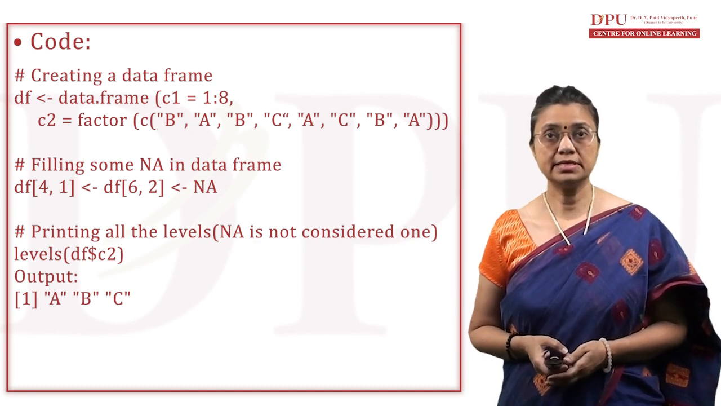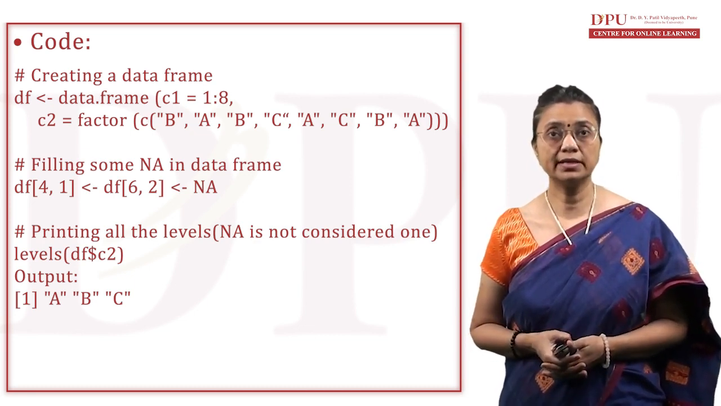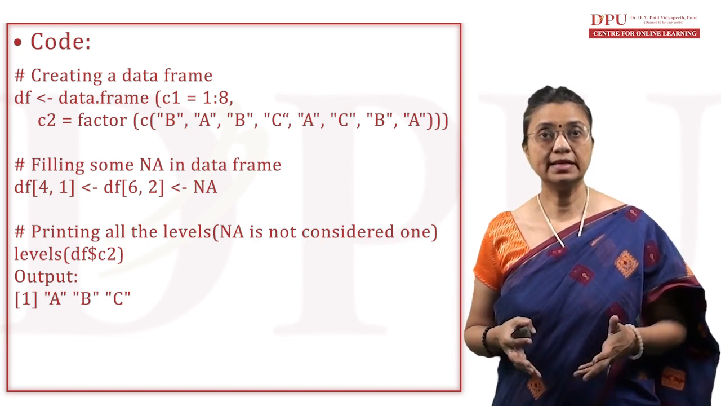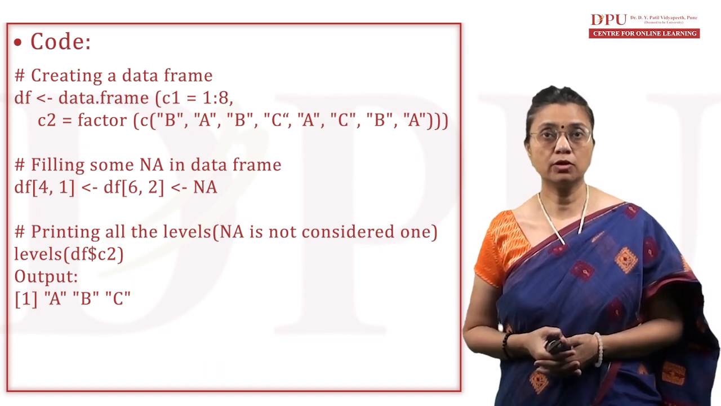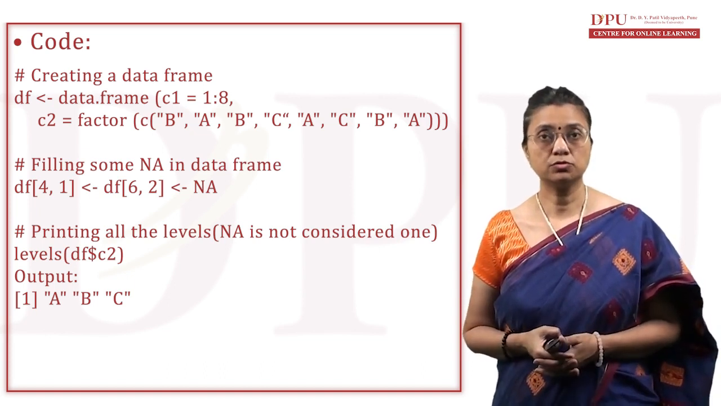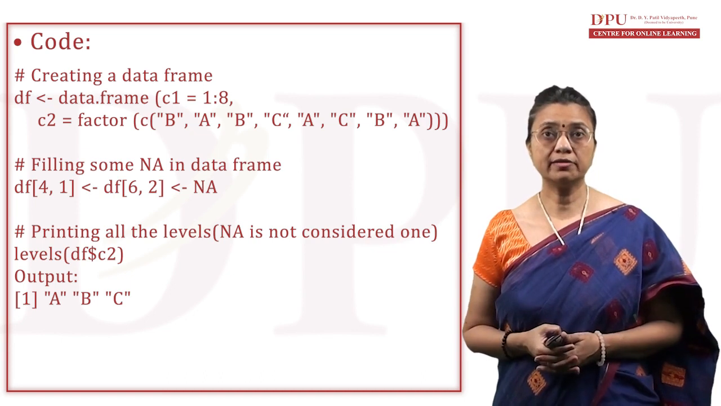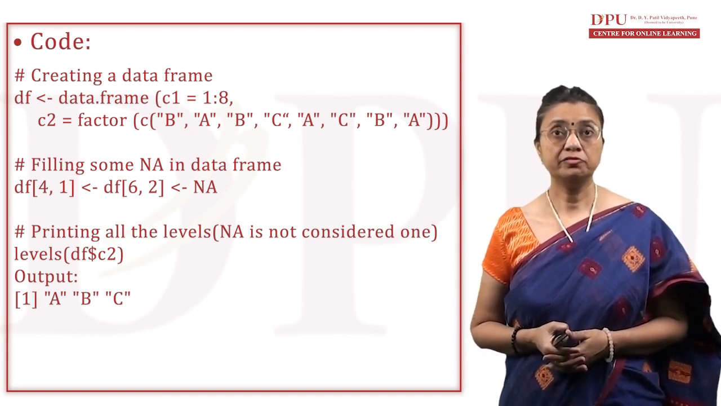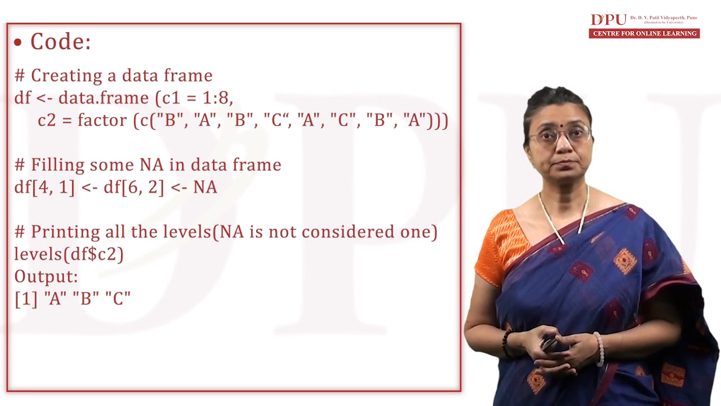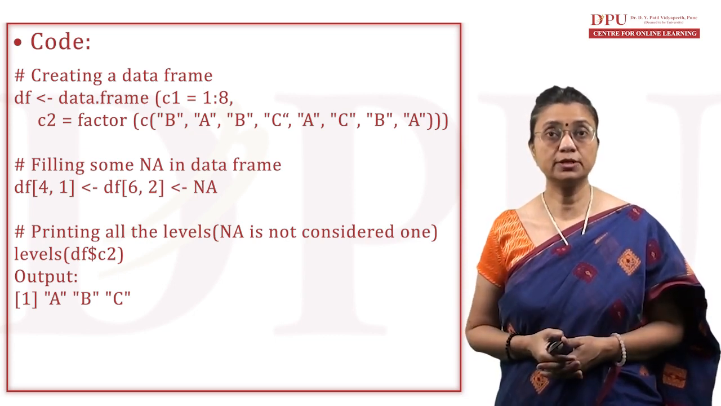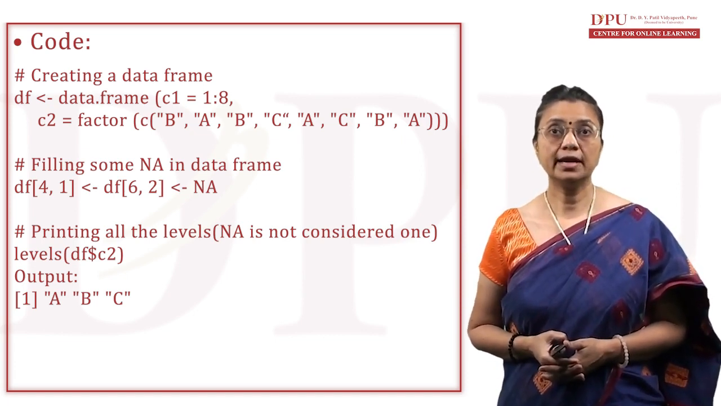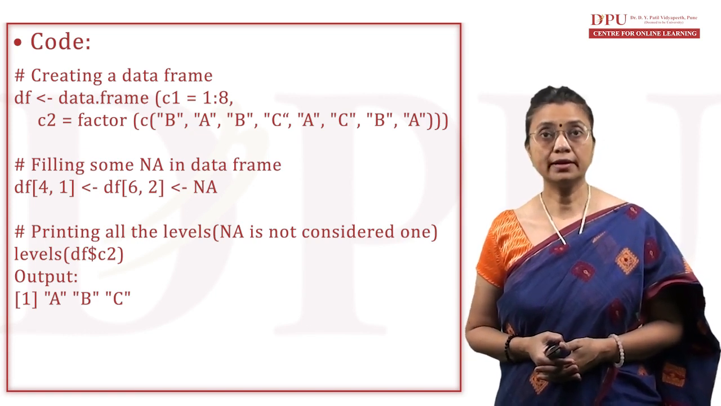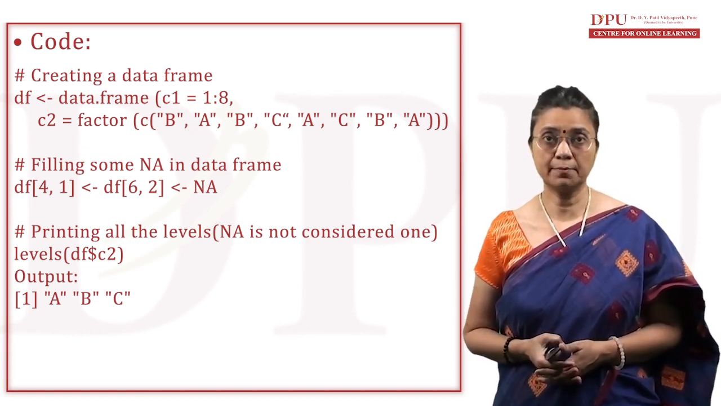So now here we see that the first command that we apply is levels(df$C2). So for the data frame df, we are taking the C2 column, which is basically a factor. You can see that when we see the output of this command, we get A, B and C. So we are getting A, B, C as the output of this command.